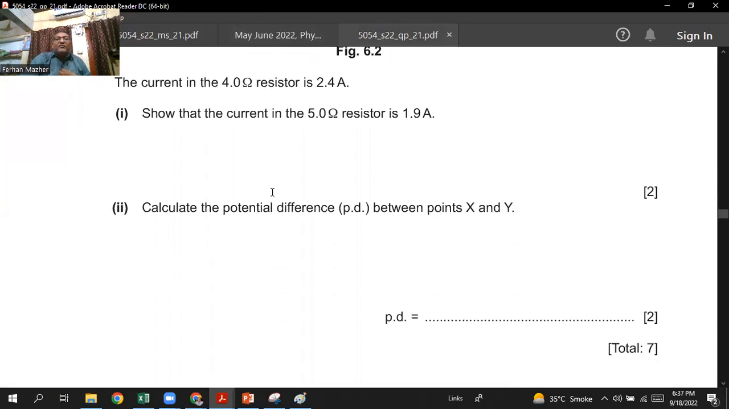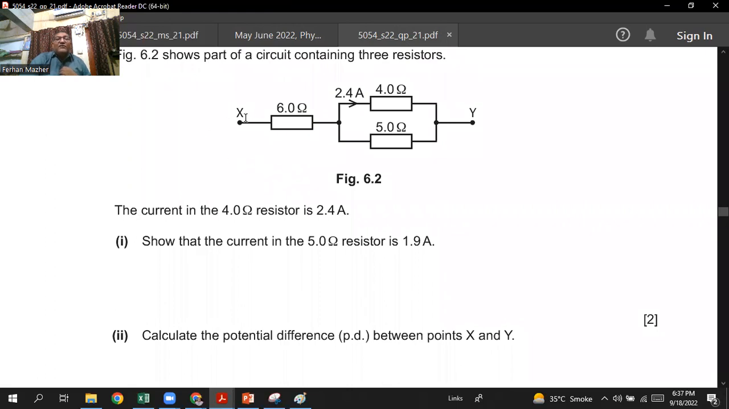Okay, then they say, calculate the potential difference between the points X and Y. So we have to calculate how much the potential difference is here. The current in this branch is 2.4 ampere, and the current in this branch is 1.9 ampere. So the current here will be 2.4 ampere plus 1.9 ampere. If you know the current through the 6 ohm resistor and its resistance, you can find the voltage drop here. The voltage drop across the parallel combination plus the voltage drop across the 6 ohm resistor will give you the voltage drop between X and Y.